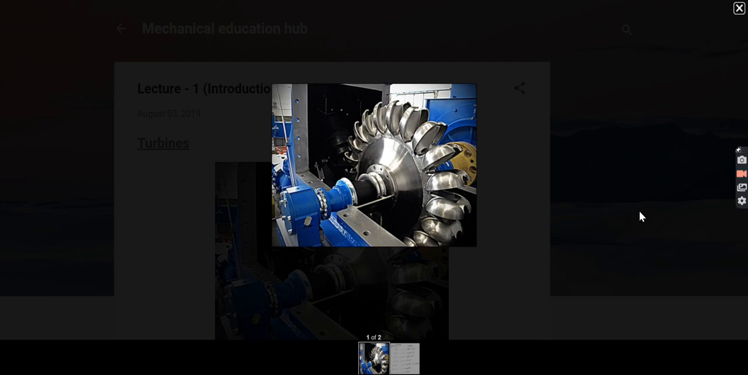Right now you're watching this turbine on your screen. This is a Pelton wheel water jet turbine. So what are hydropower turbines? Hydropower turbines are rotary machines which convert the kinetic and pressure energy of water, or we can say the dynamic or static head of water, into mechanical energy, and then this mechanical energy is converted into electrical energy, or is used to produce electricity.